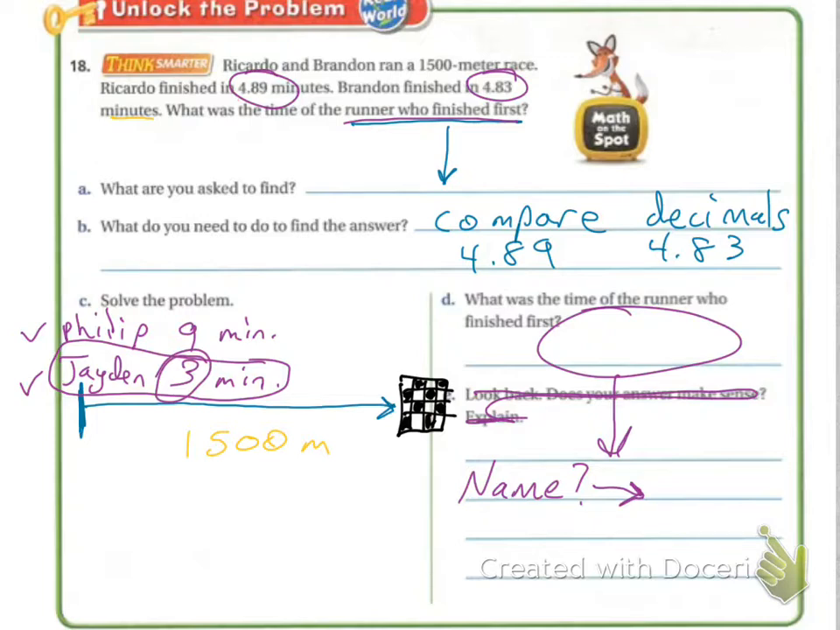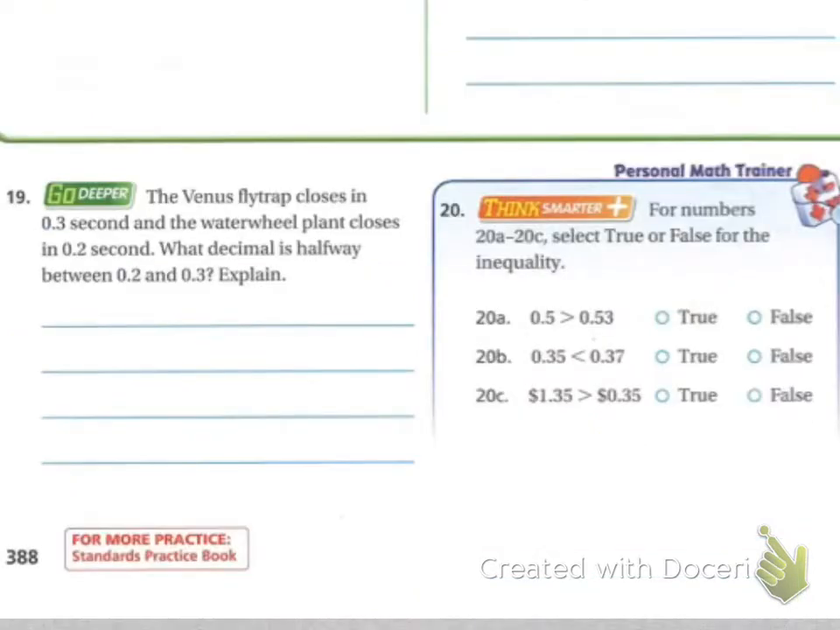I'm not going to put it in here, but I feel like I've given you enough help for this problem. Okay, looking at number 19, I'll give you a little bit of help here. The Venus flytrap closes in 0.3 seconds, and the water wheel plant closes in 0.2 seconds. What decimal is halfway between 0.2 and 0.3? Okay, this is an interesting one.